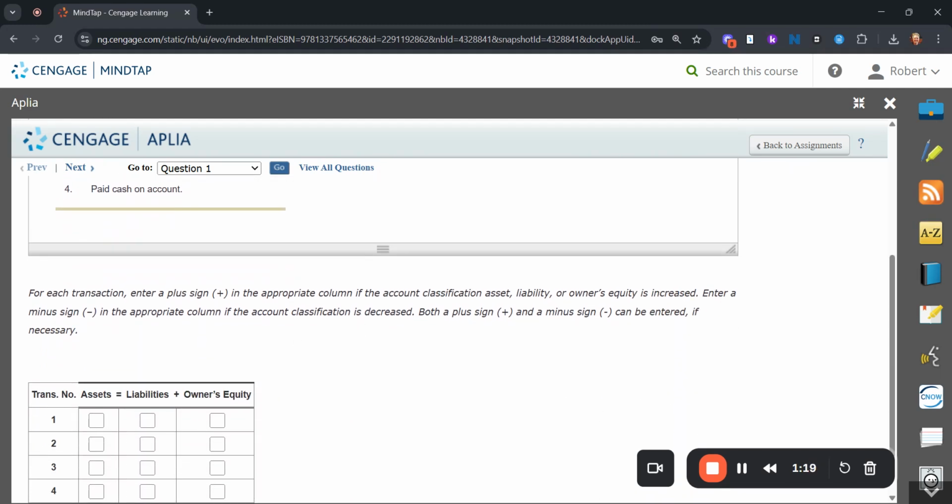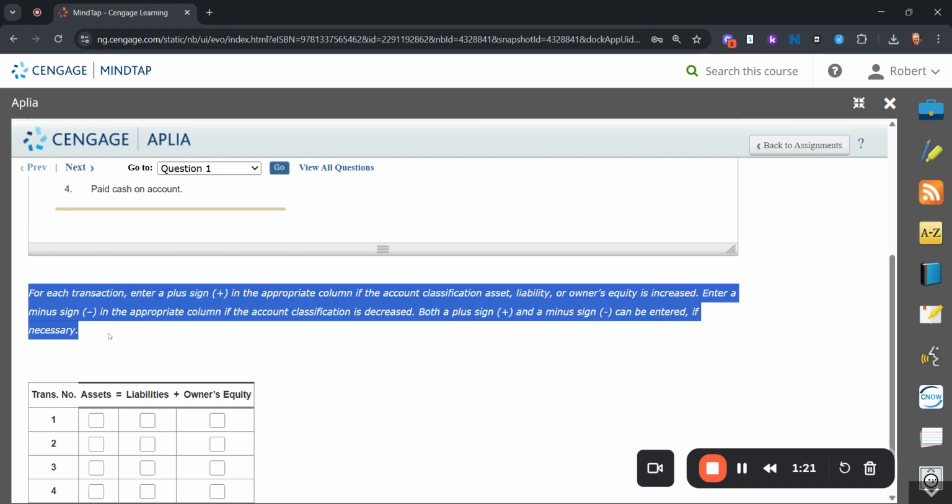So we have our directions in the middle of the page here. For each transaction, enter a plus sign in the appropriate column if the account classification, asset, liability, or owner's equity, is increased. Enter a minus sign in the appropriate column if there's a decrease. And there is a possibility of having both a plus and a minus sign in the same box.